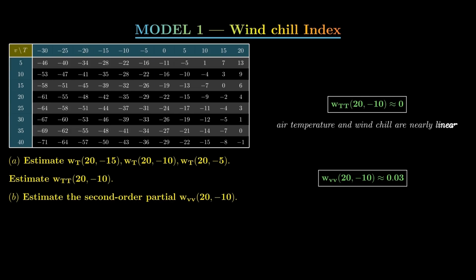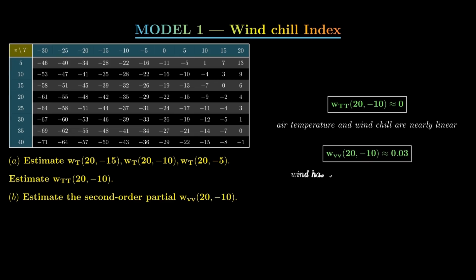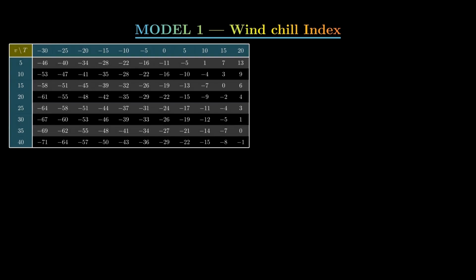The zero partial with respect to temperature says that the air temperature and wind chill are nearly linear. The positive partial with respect to speed says that the wind has a diminishing effect on wind chill, as wind chill declines as speed rises.